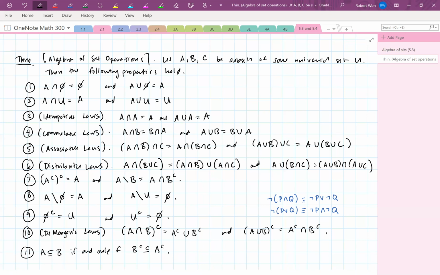Okay, that's it. I will prove one thing because it illustrates a standard technique. So let's give one more theorem. Let A and B be subsets of some universal set U. Then the following are equivalent.